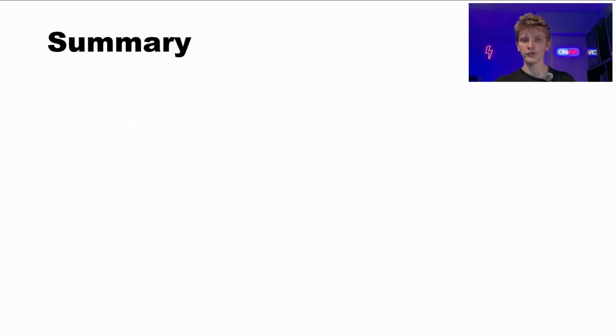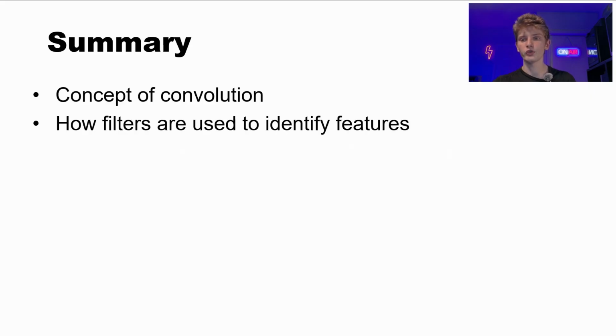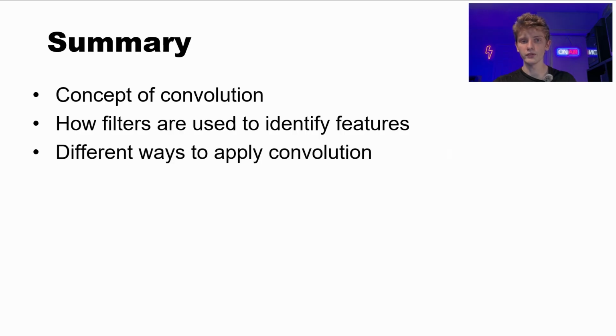So now, just to summarize everything that we talked about, we first talked about the concept of convolution and the importance of features in the context of image classification. We saw how filters can be used to identify features in a given input, and we did it by overlaying our filters onto our input and performing that element-wise multiplication and sum. We saw some different ways we could apply convolution and different parameters. For example, padding, we saw that we could have multiple filters, we could have multiple inputs, we could have different stride, different dilation.